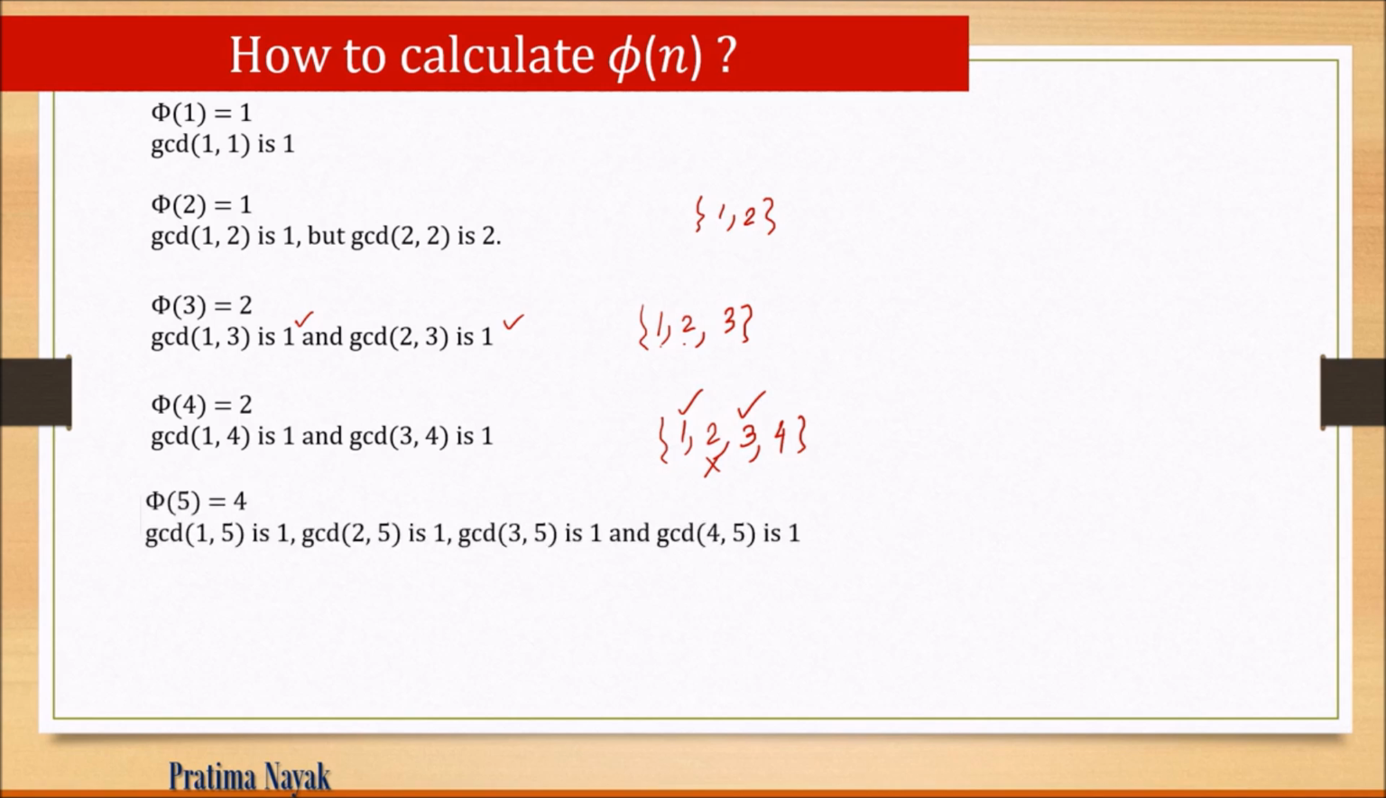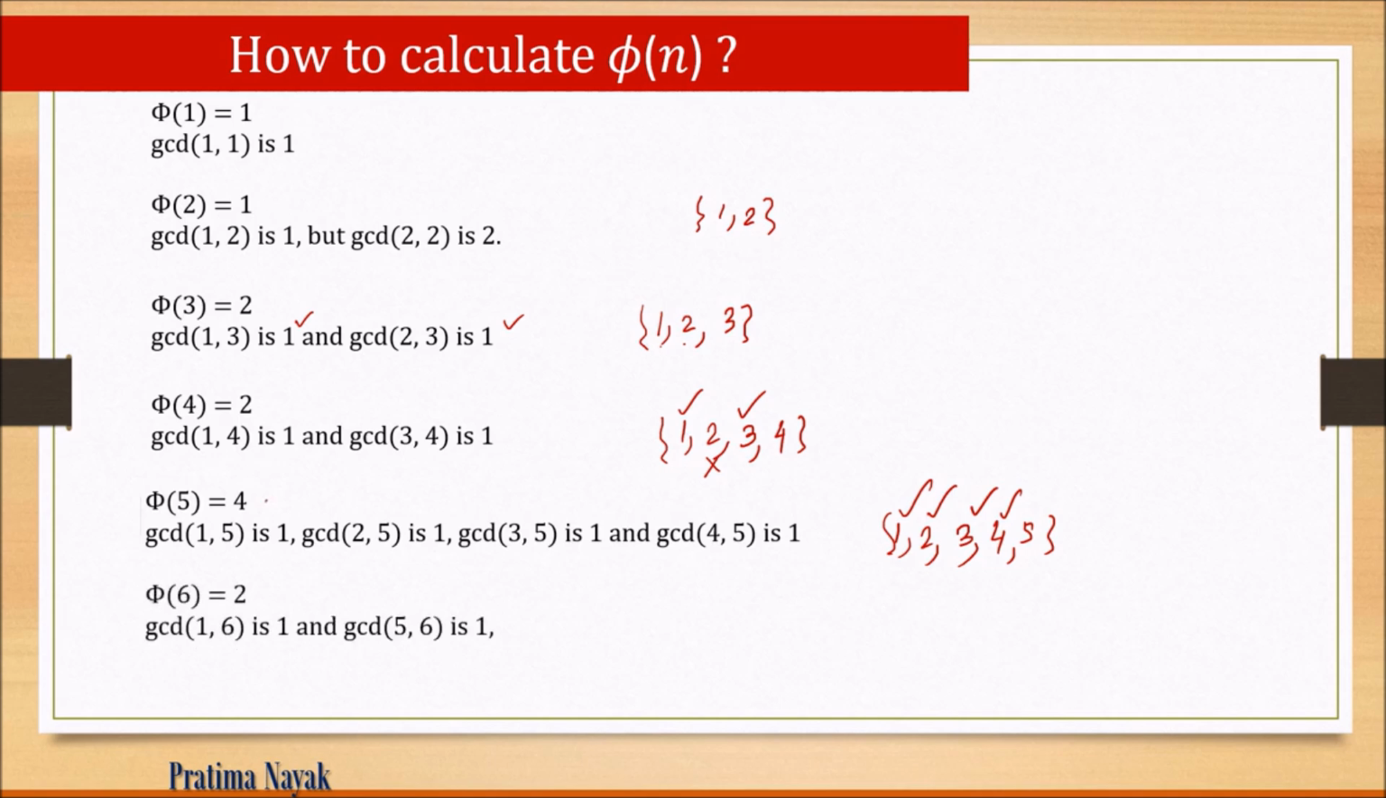Phi of 5. Phi of 5 is 1, 2, 3, 4, 5. 1 and 5 co-prime, so it is counted. 2 and 5 also counted. 3 and 5 also counted. 4 and 5 also counted. And 5 and 5 is not counted. So 1, 2, 3, 4 are counted. This is 4.